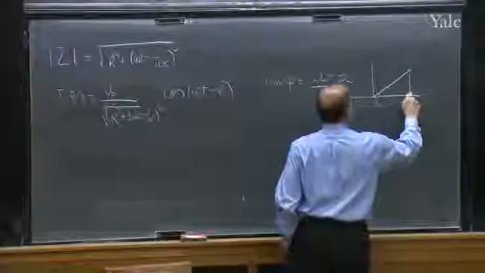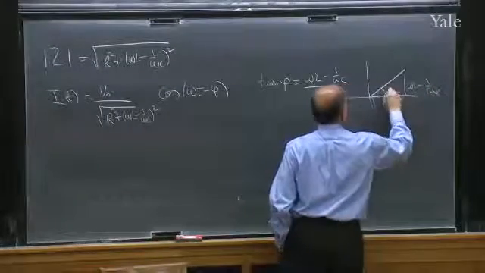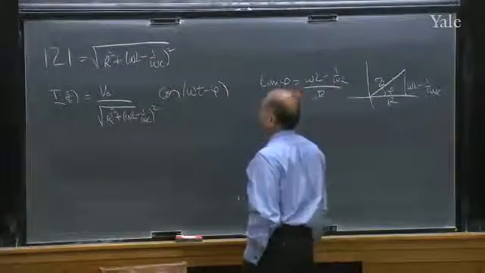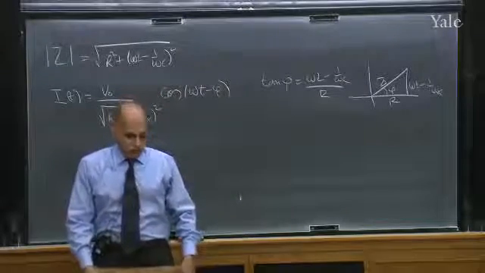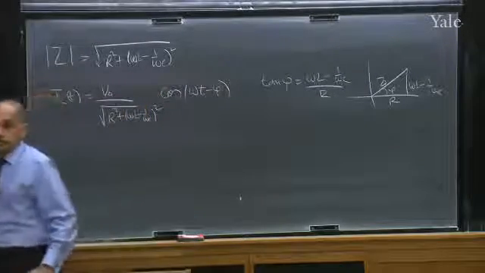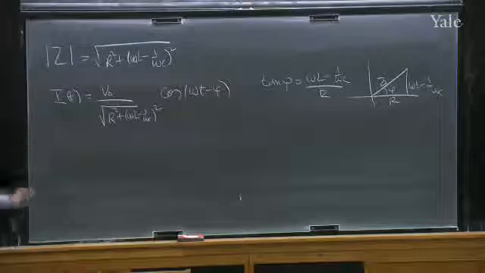Here is the picture. Here is R. Omega L minus 1 over omega C. This is phi. This is a complex number Z. So you can imagine now putting numbers and getting what you want.